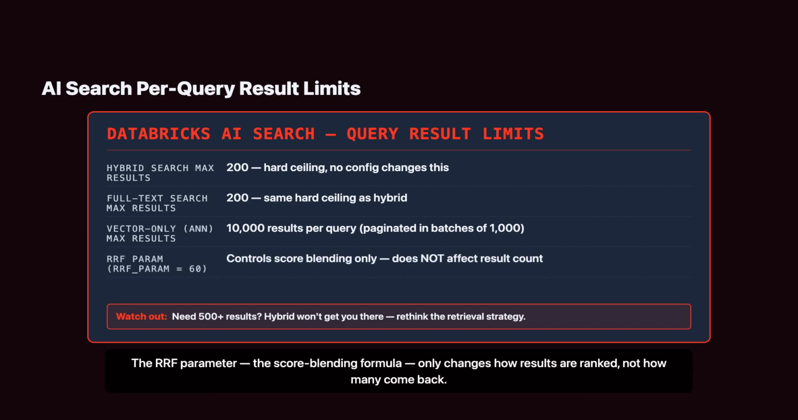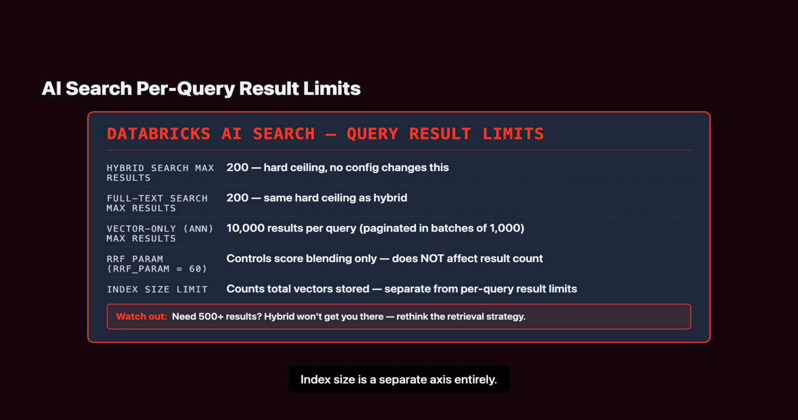The RRF parameter, the score blending formula, only changes how results are ranked, not how many come back. Index size is a separate axis entirely. You can store a billion vectors and still only retrieve 200 per hybrid query. If you need 500 results, you need to rethink the query strategy.